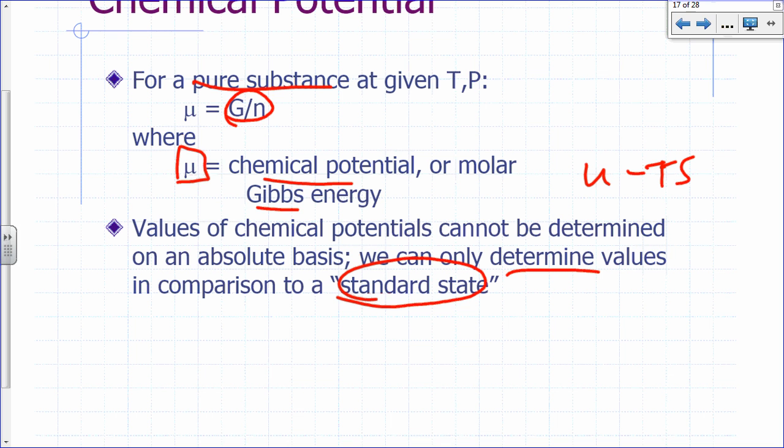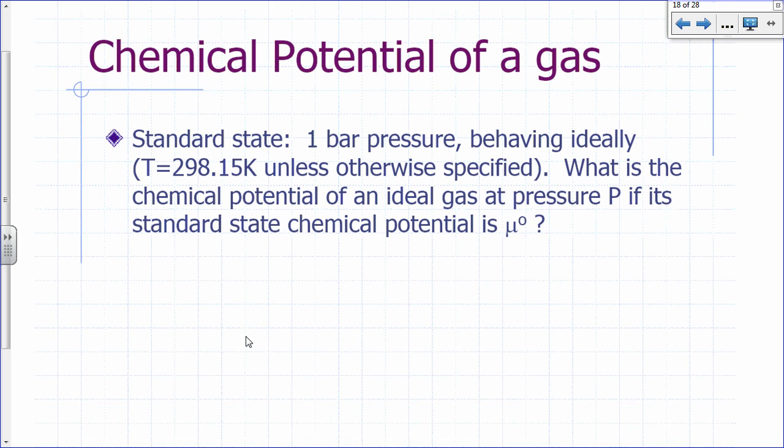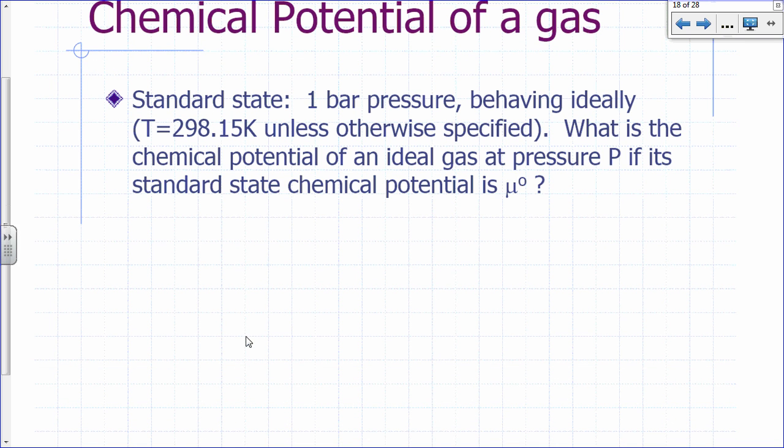So we define a standard state, and what we're really just interested in is how the chemical potential in a particular case compares to the standard state. So in the case of an ideal gas, and of gases in general actually, we define our standard state as the situation where the gas is at 1 bar pressure and it's behaving ideally. And unless otherwise specified, we're talking about a gas at a temperature of 298.15 Kelvin, 25 degrees Celsius.